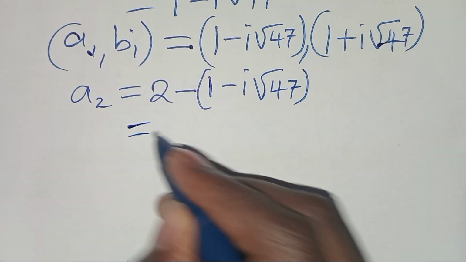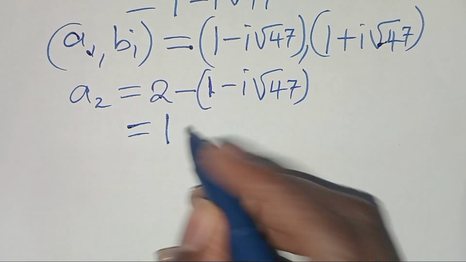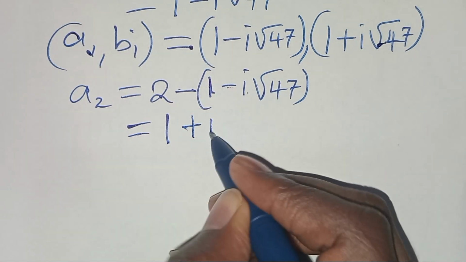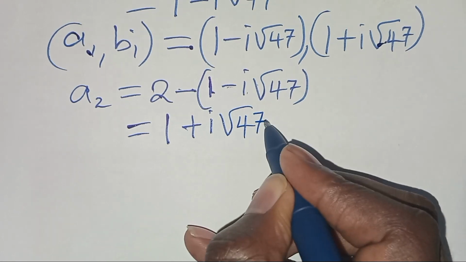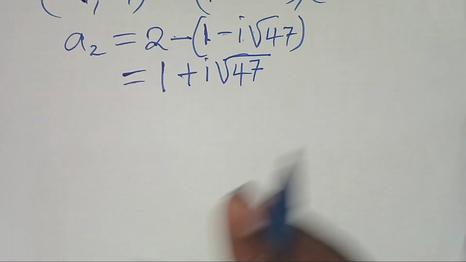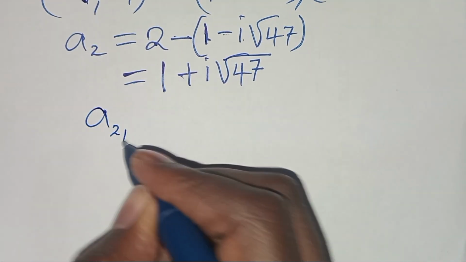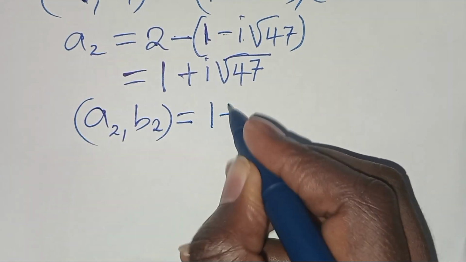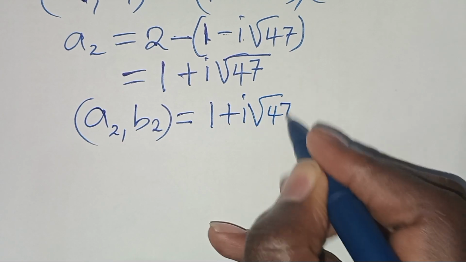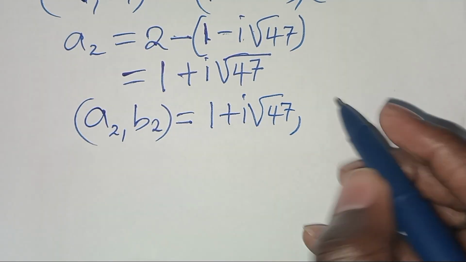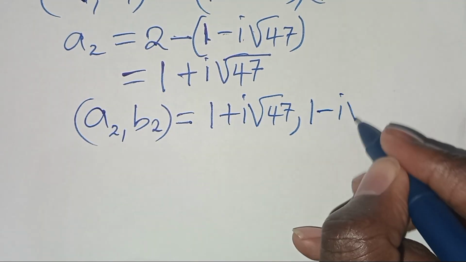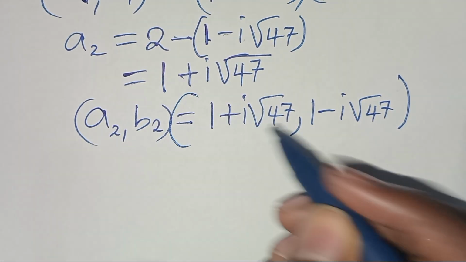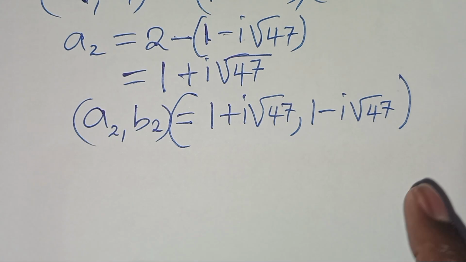So this means that this is 2 subtract 1, which is 1, negative times negative I square root of 47. This becomes positive I square root of 47. So now that means that A2 comma B2, this is equal to 1 plus I square root of 47, comma 1 subtract I square root of 47. Okay, so these are the solutions to this algebra problem.